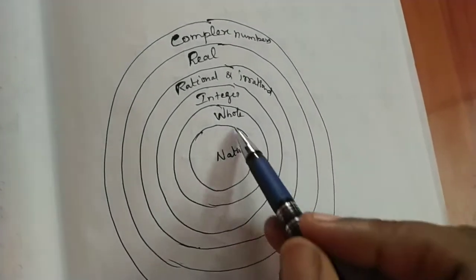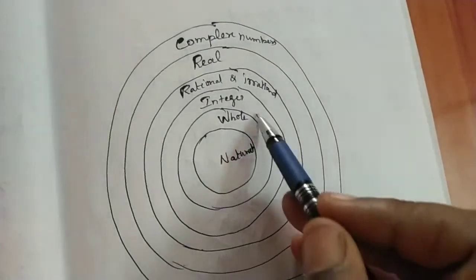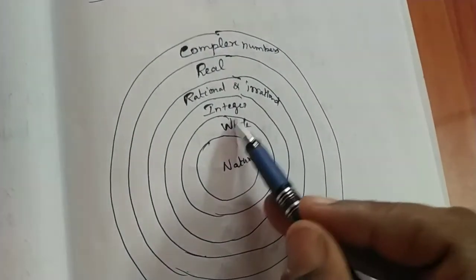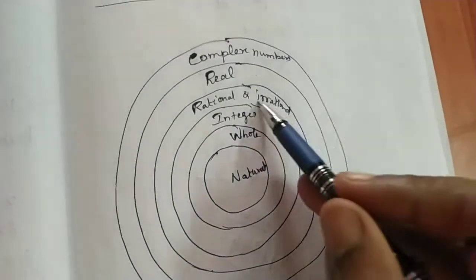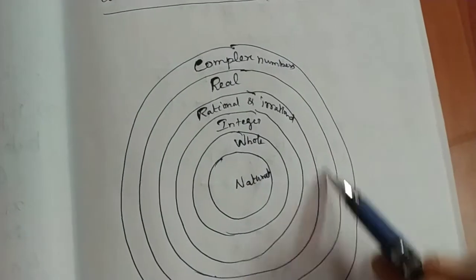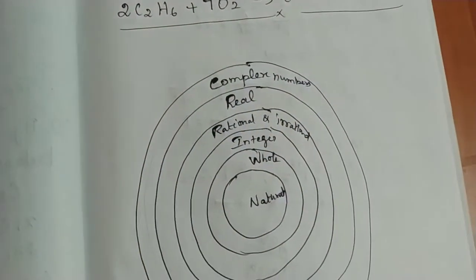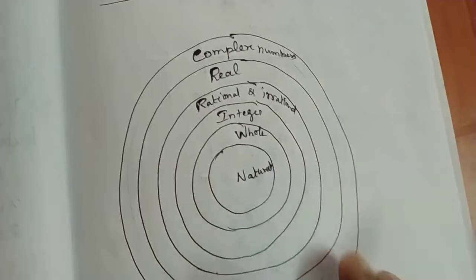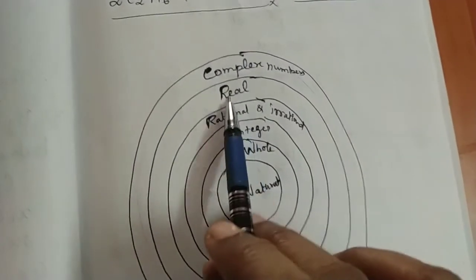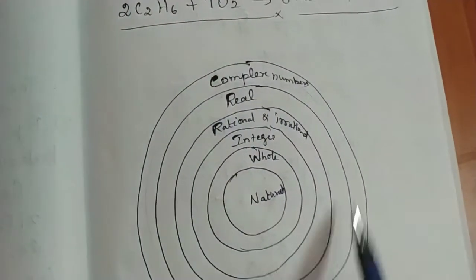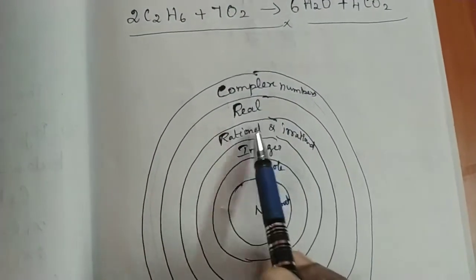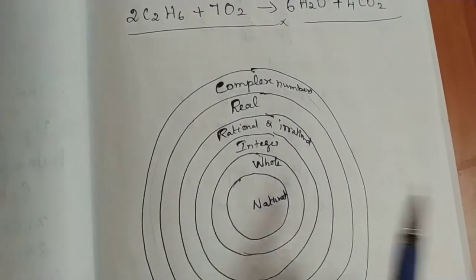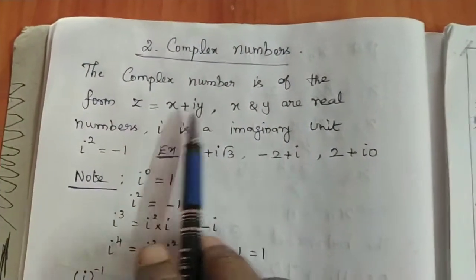In the number system, the first one is natural numbers, next whole numbers, integers, rational, irrational, and then the whole set, real numbers. Next, because it is a complex number, the next set is complex numbers. Up to this you know, okay. The complex numbers include real, rational, irrational, integer, whole, and natural numbers. Now the complex number is of the form z equals x plus iy.